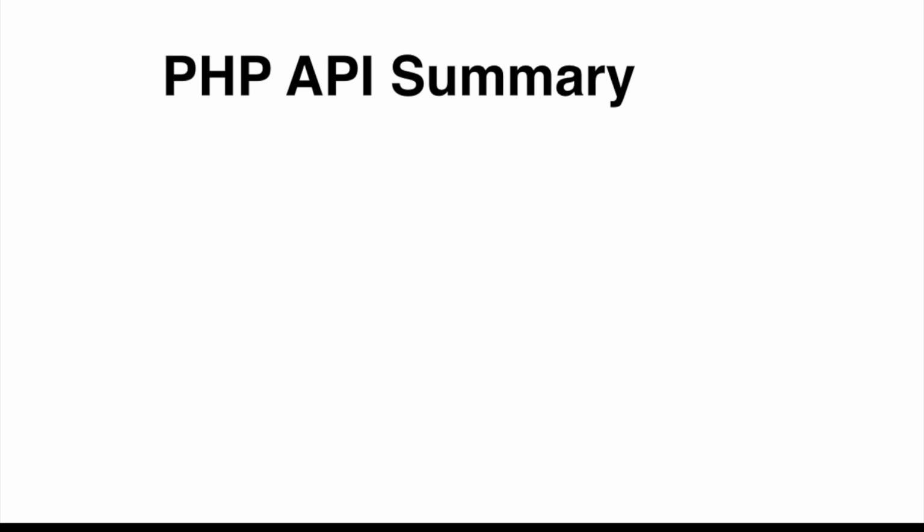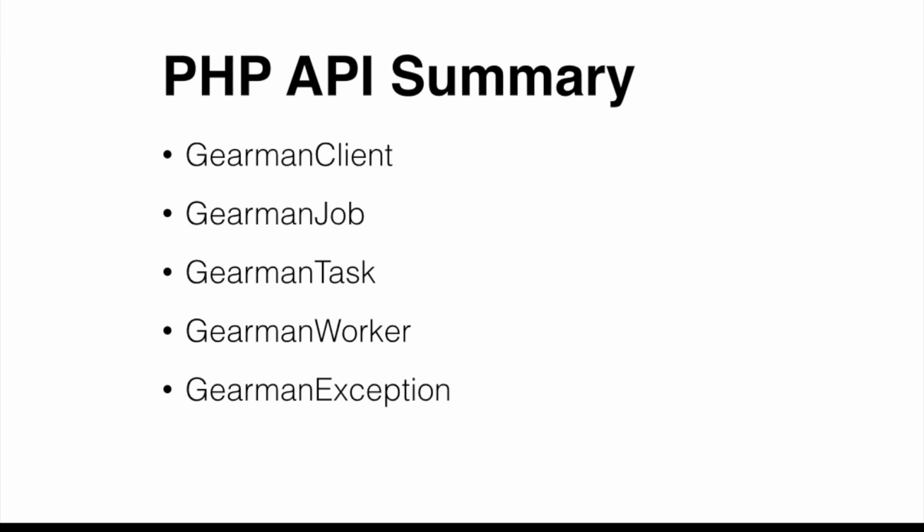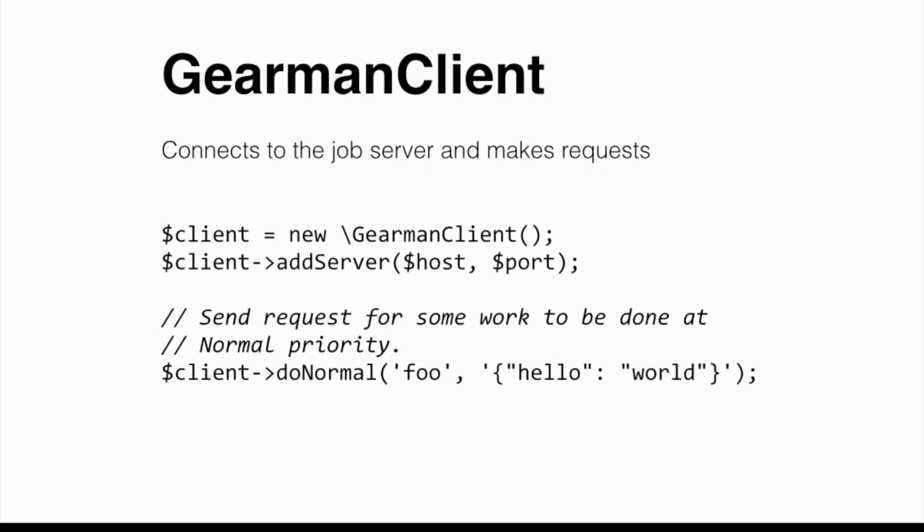So to talk to Gearman, we use the PHP API. And the PHP API consists of a few classes. There's a Gearman client, a Gearman job, a Gearman task, a worker, and a Gearman exception. So I'll go over each one briefly, and we can get some context as to how all this works. So the Gearman client, its primary responsibility is to connect to the job server and to make requests. So this is what your web server would be using to get work started.